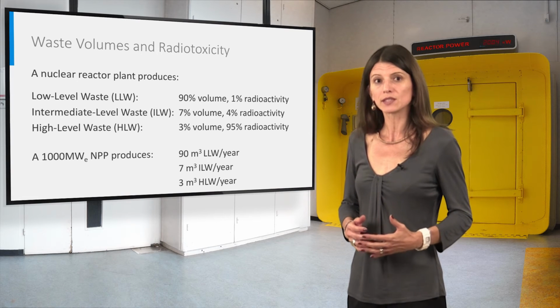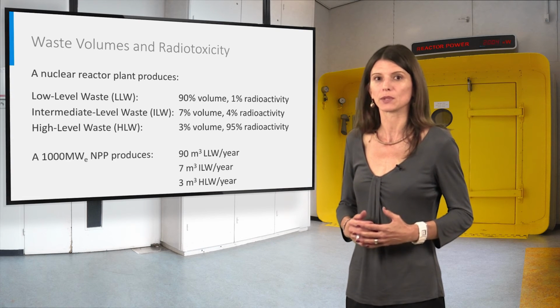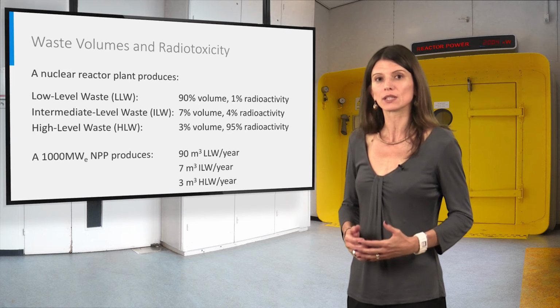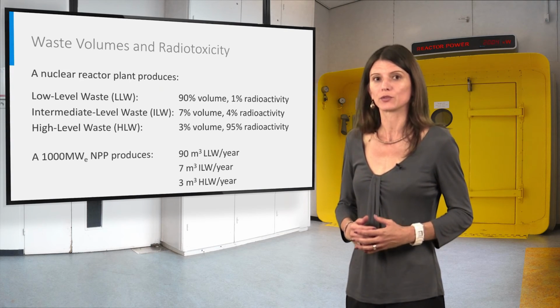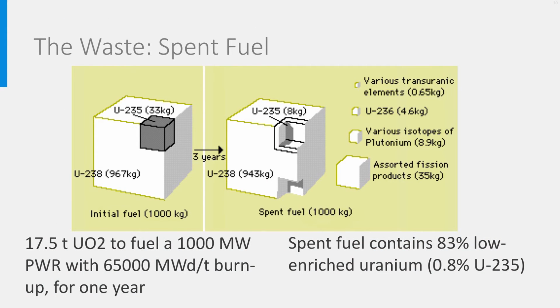Intermediate level waste typically comprises resin, chemical sludge and metal fuel cladding. High-level waste mainly consists of the spent fuel. This picture gives you an idea of volumes of waste products in spent fuel. 15.6 tons of enriched uranium are needed to fuel a generic 1 gigawatt pressurized water reactor. This means about 1.8 ton per terawatt hour produced.